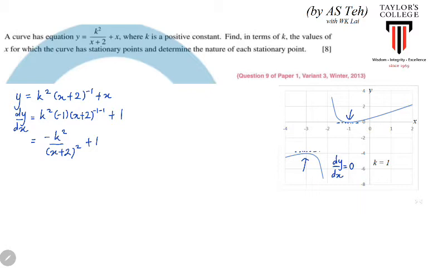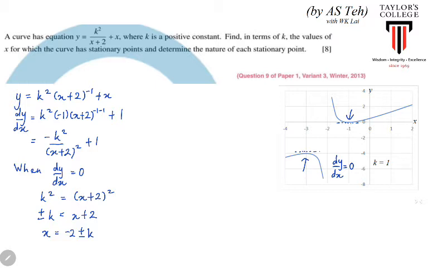So let us now find the turning points. When dy per dx equals 0, that means k squared will be equal to (x plus 2) squared. Therefore, when we square root it, we must not forget plus or minus, so k equals plus or minus (x plus 2). So x will take on the values of negative 2 plus or minus k. So we actually have two turning points, one where the value is negative 2 minus k, and the other being negative 2 plus k.